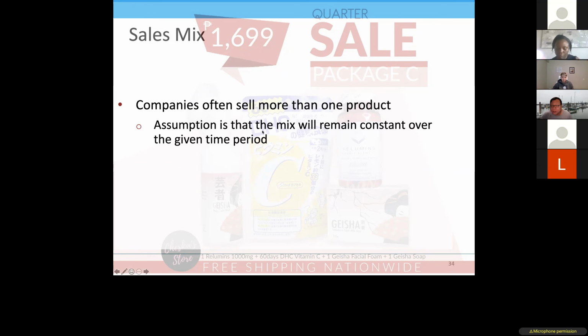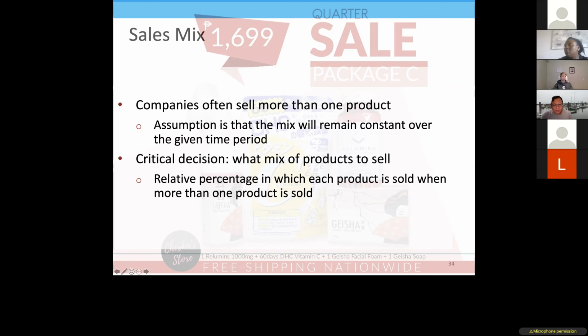Okay, so here in our analysis, the assumption is that the mix is constant. So the percentage of each product remains the same. The decision is what mix of products to sell, the relevant percentage in which each product is sold when more than one product is sold. So you want to figure out what mix of products to sell.